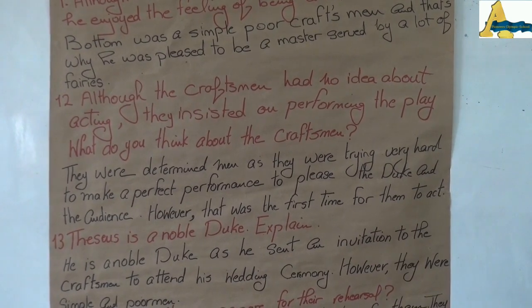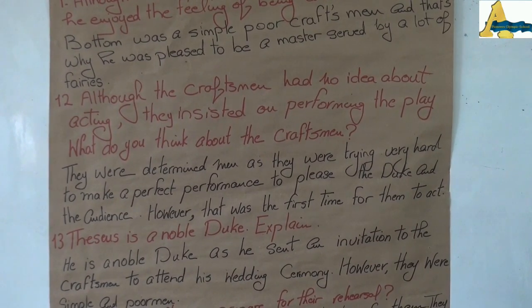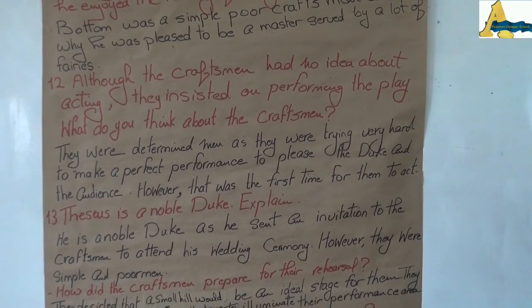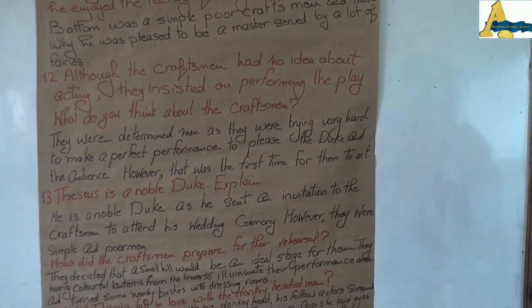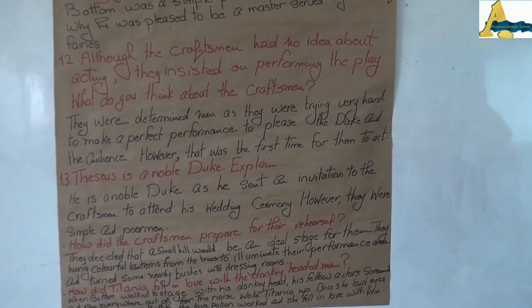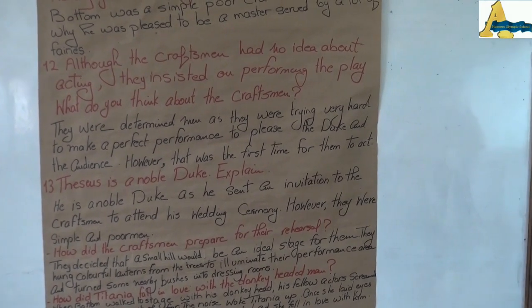Theseus is a noble Duke. Explain. We said before that he is noble, as he sent an invitation to the craftsmen to attend his wedding ceremony, even though they were simple and poor men. There are other things, but we have to stop at chapter 6.